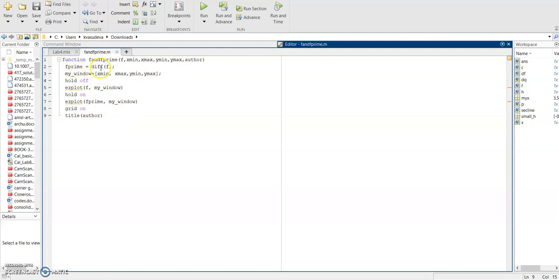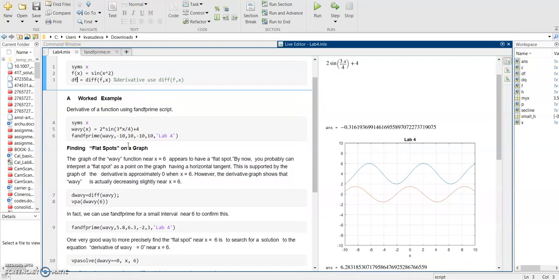So f and f prime will take the derivative of f, then my window, that is the intervals. Then you're plotting f, the function, in the interval my window, where my window was x minimum, x maximum, y minimum and y maximum. Hold on, because you need another plot, and that other plot is your derivative function f prime. So you're taking the derivative and also plotting that derivative function in the same interval, then switching on the grid to make things easier, and giving a name to it. That's what we do here.